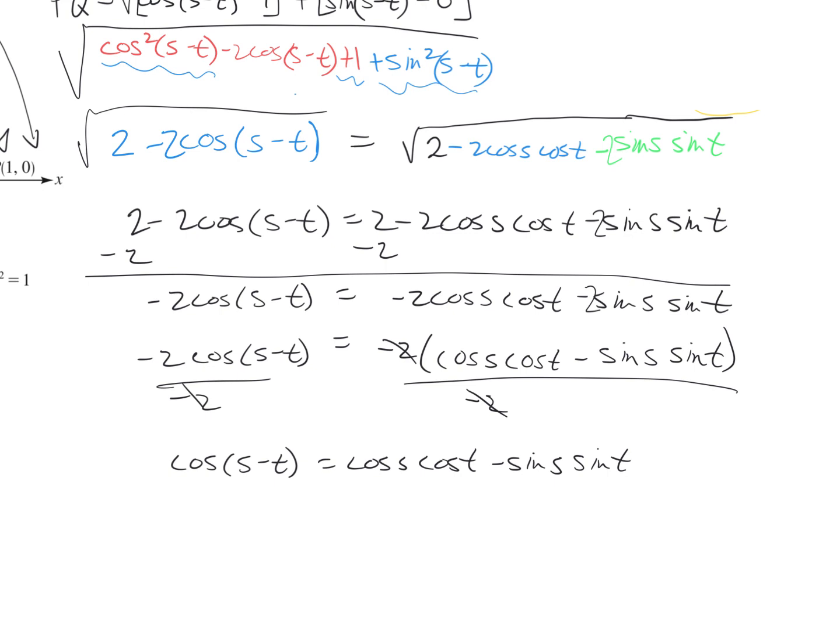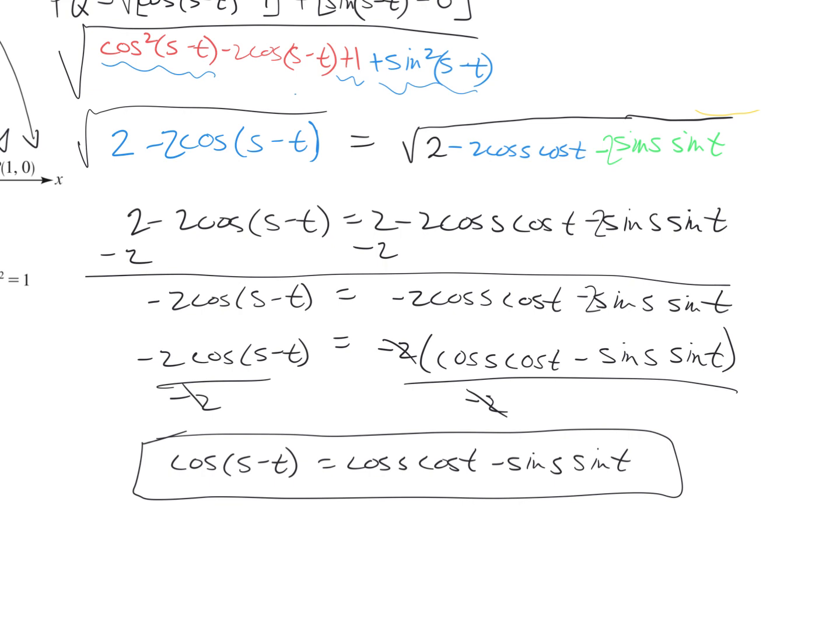Good golly, that one was super long, but that is the proof of the whole angle addition, or in this case subtraction, formula for cosine. And there you go, back to your regularly scheduled proof.